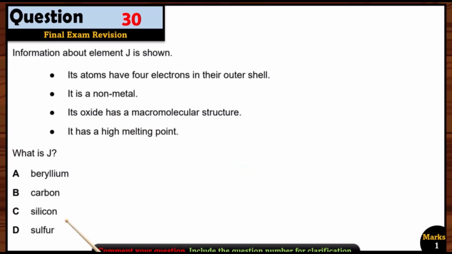It is a non-metal. Of course, they are non-metal. Its oxide has a macromolecular structure. Okay, so that is the bigger difference between carbon and silicon, because the silicon oxide is a macromolecular structure, but carbon dioxide is not a macromolecular structure, right? So that's why option C is the right option over here.